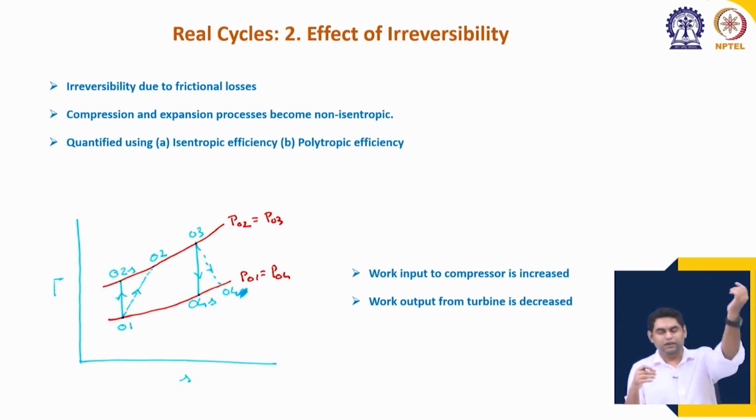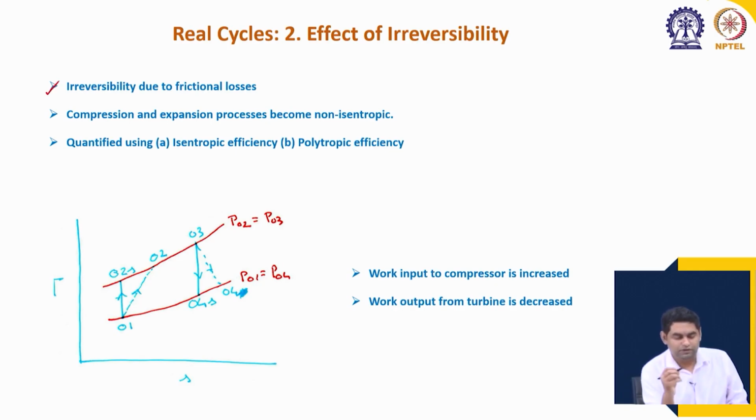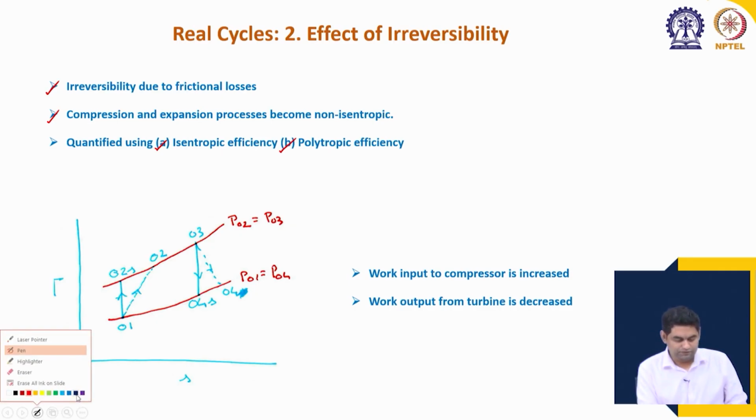This is the second deviation that we are considering after kinetic energy. We have started in the previous class discussing the effect of irreversibility. We know that because of frictional losses, the compression and expansion processes become non-isentropic. We have already quantified it using isentropic efficiency, and today we will be quantifying it using polytropic efficiency also. We will define what is polytropic efficiency and use that.